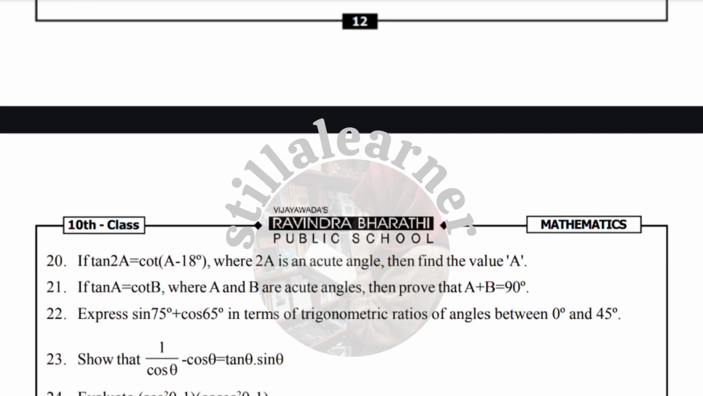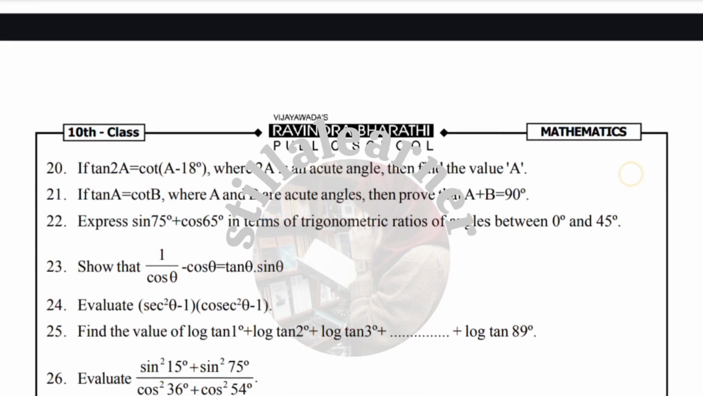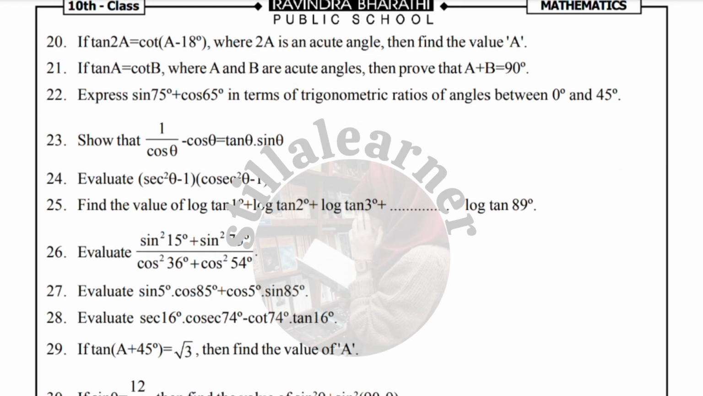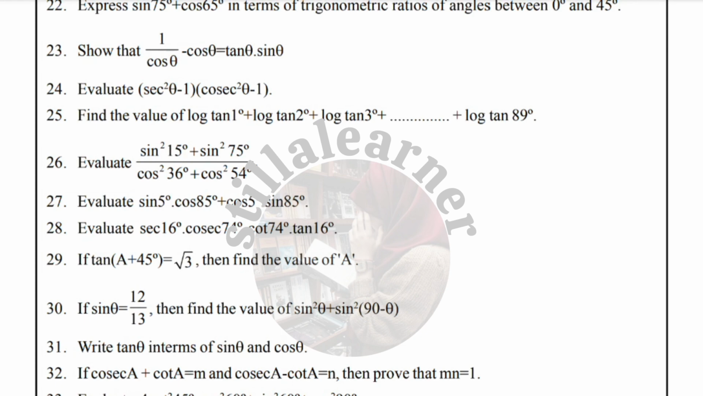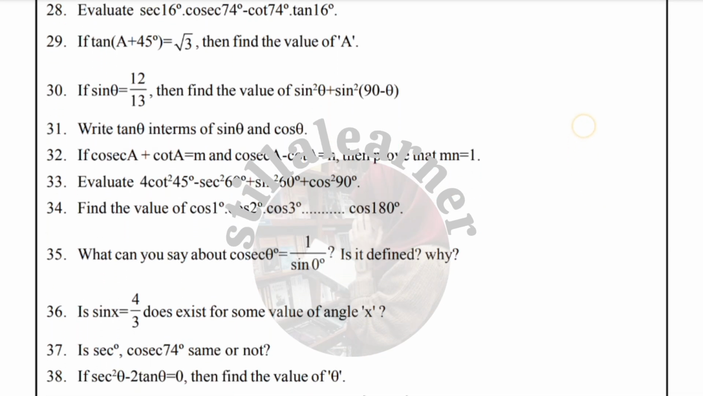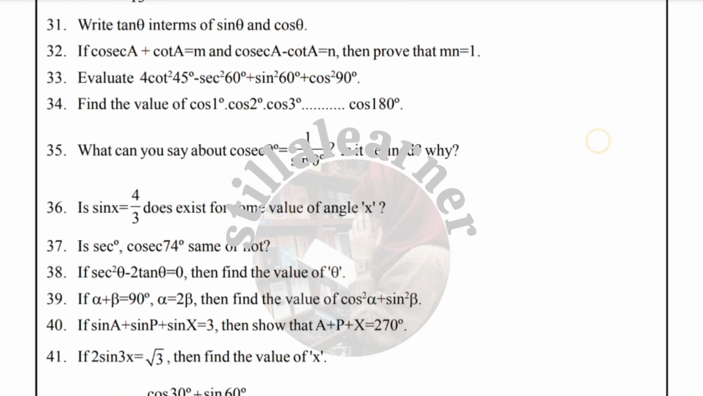The 20th question is super duper important. If tan 2A equals cot of (A minus 18), where 2A is an acute angle, then find the value of A. Yes. Next, the 26th is also very important, as well as the 29th. The 29th question we tend to get in most of the examinations, in most of the papers.